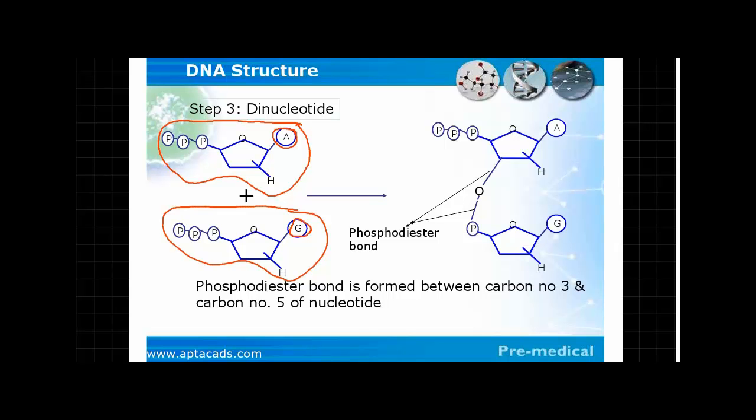Both these molecules join together with the help of this phosphodiester bond. Now the phosphodiester bond is formed between carbon number 3 and carbon number 5 of the nucleotides. As we can see, this is the carbon number 3 and this is the carbon number 5.